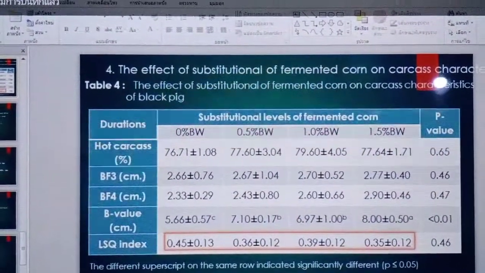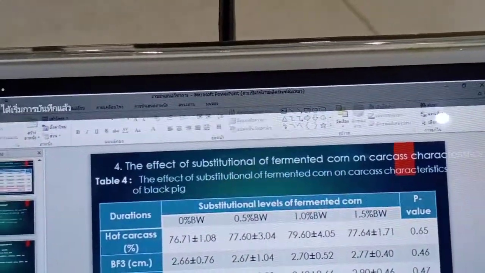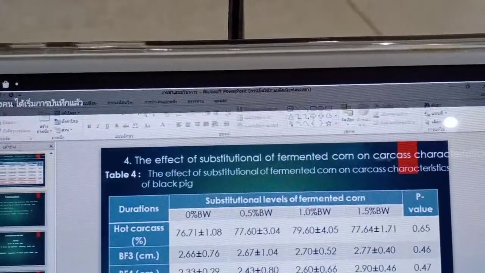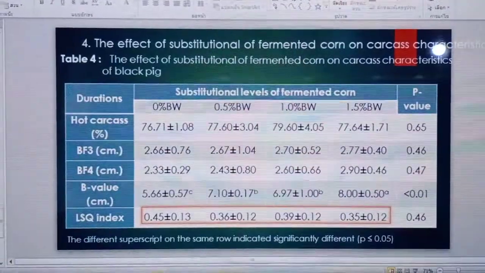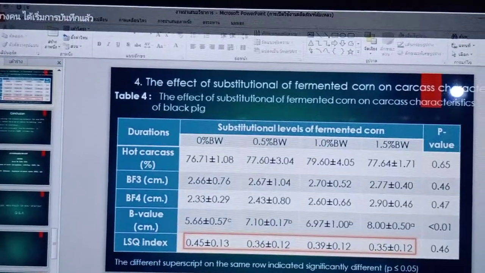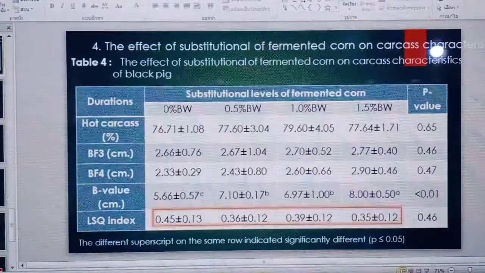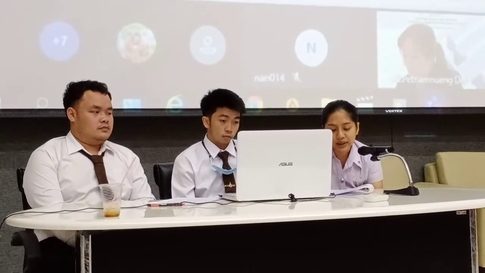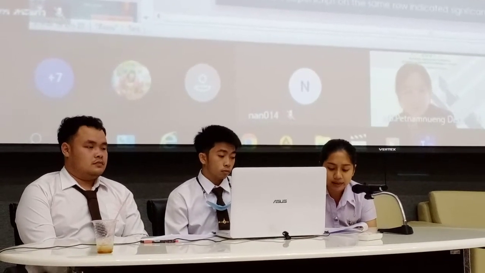Table 4, the effect of fermented cow corn on carcass characteristics. Hot carcass, BFT and BFO values were not affected by fermented cow corn. However, the B value showed a highly significant effect when using fermented cow corn in the diet, which led to an LSQ index with SIM2 level.